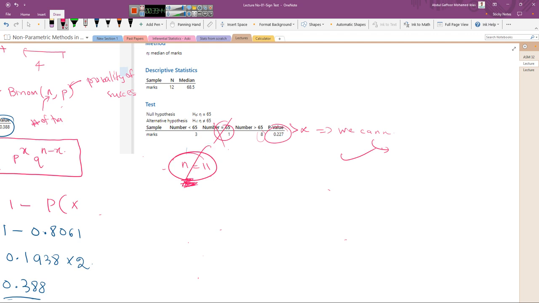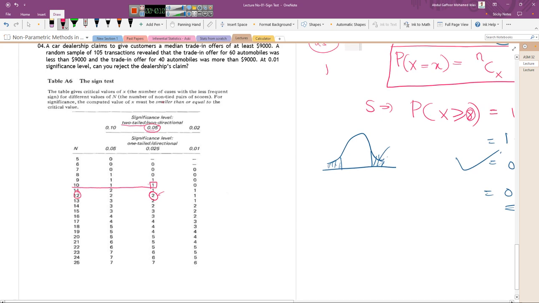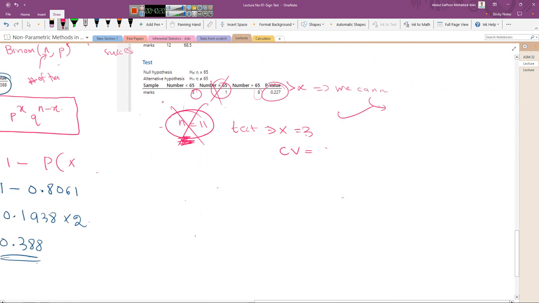Now we will see how we can come to the conclusion using our test statistic and critical value. Our test statistic is equal to this, x is equal to 3, and our critical value from the table, now this is a two-tailed test and 0.05, but our n is equal to 11, right? So n is equal to 11. Let me go to the table. So this is a two-tailed test and alpha is 0.05, but our sample size is 11, so 1, right? So critical value is equal to 1.